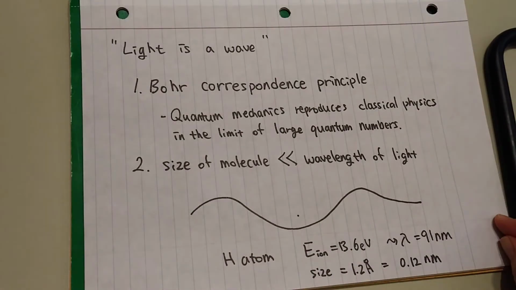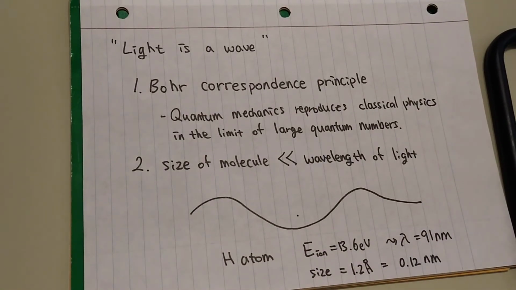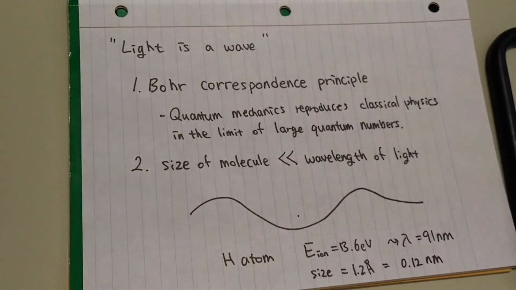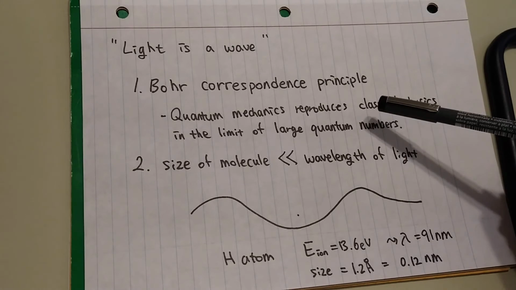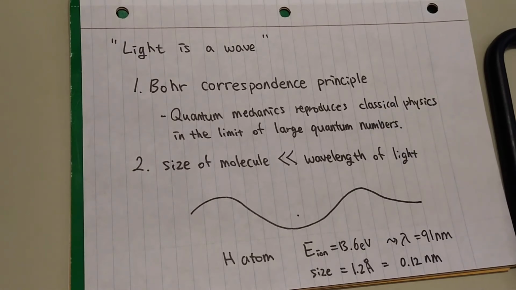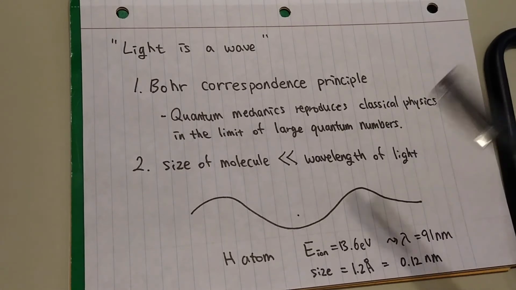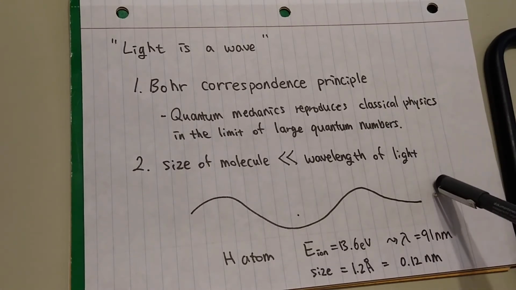Okay, so we've learned the wave-particle duality of light from the double-slit experiment. From now on, we will think of light as a wave for the rest of the spectroscopy course. There are two reasons for this. First one is the Bohr correspondence principle. Quantum mechanics reproduces classical physics in the limit of large quantum numbers. And second is that the size of molecules or atoms is much smaller than the wavelengths of light.